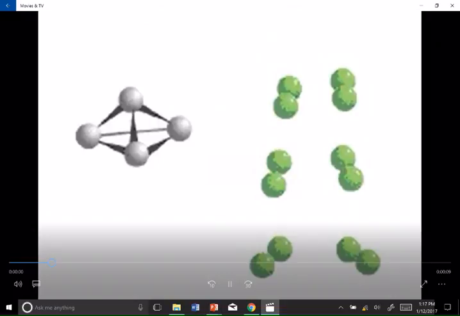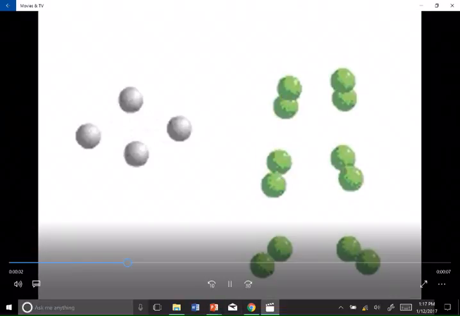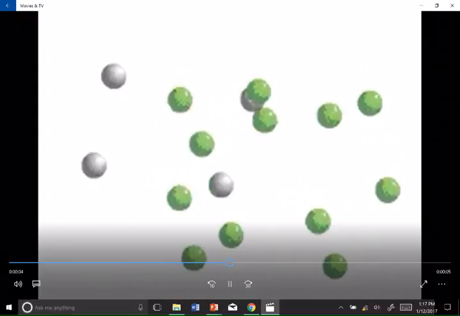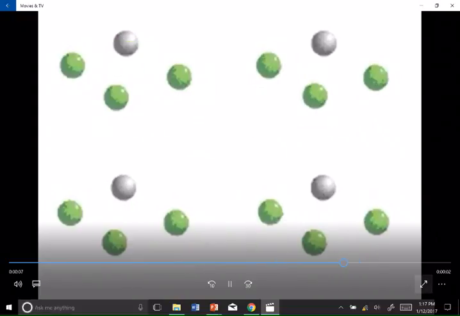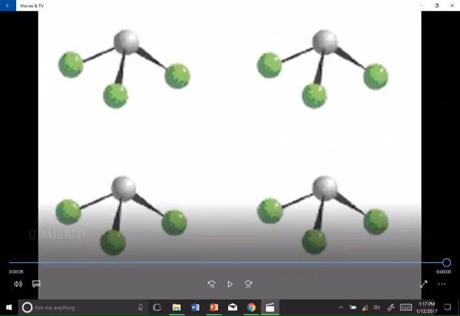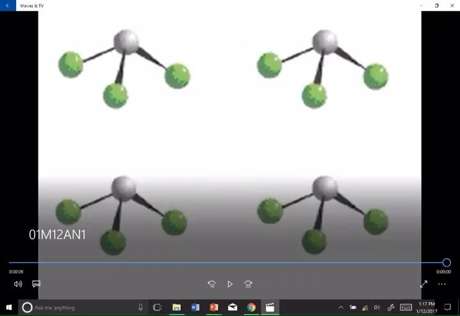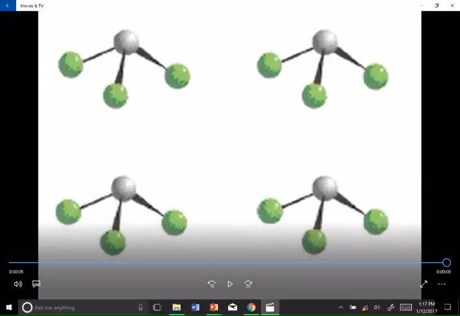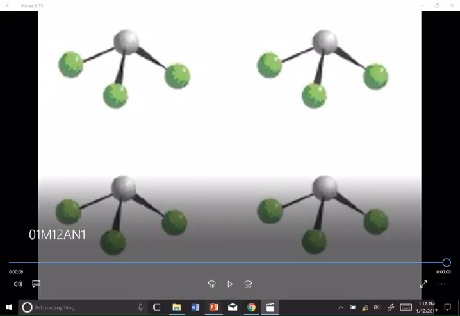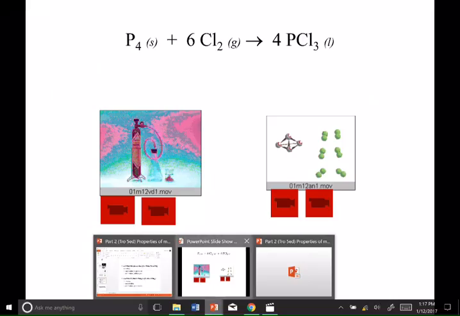In the reaction of a single P4 molecule with 6 Cl2 molecules, 4 molecules of PCl3 are produced. So I love that animation. You got to actually see the green are the Cl's and the white are the P's. So let's see what the next one looks like.